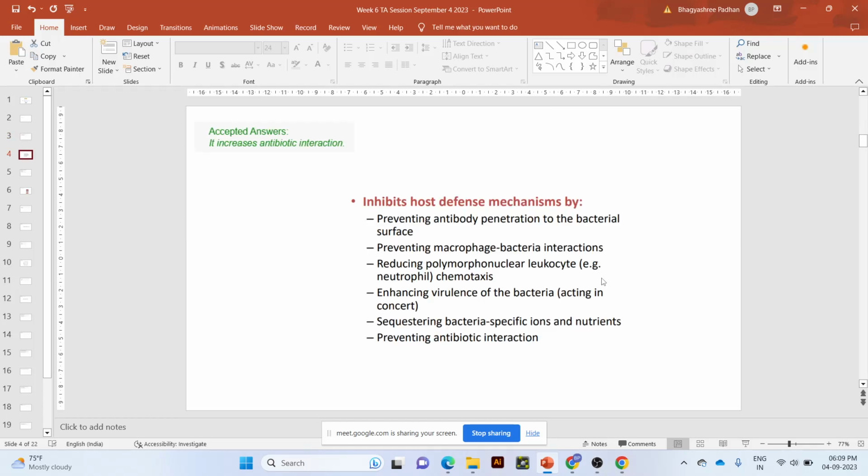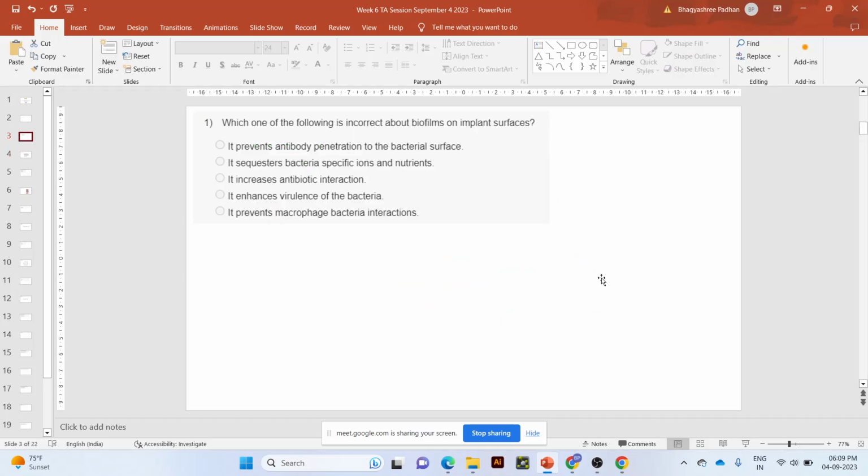So the answer is it increases antibiotic interaction. These are all the things that the biofilm does. It prevents antibody penetration into the bacterial surface, prevents macrophage bacteria interactions, reduces polymorphonuclear leukocyte chemotaxis, enhances virulence of the bacteria, sequesters bacteria-specific ions and nutrients, and prevents antibiotic interaction. So it increases antibiotic interaction is the only false option here.